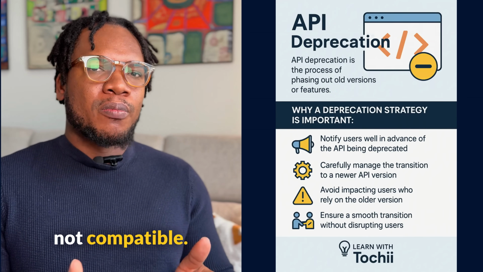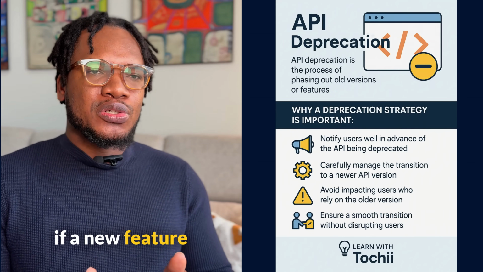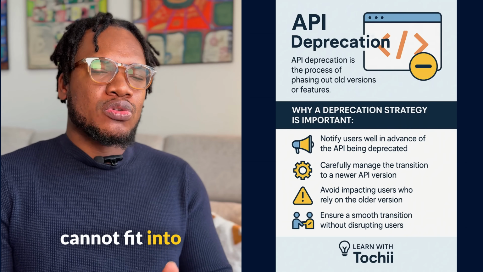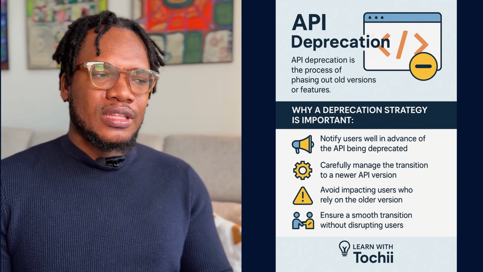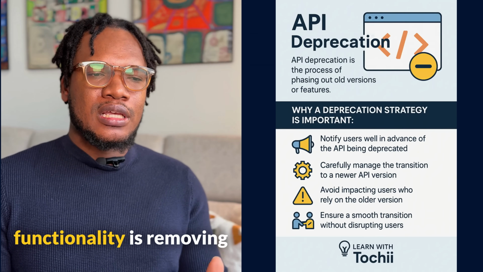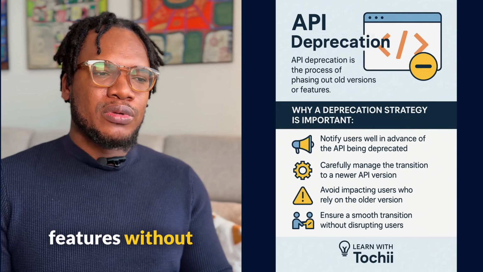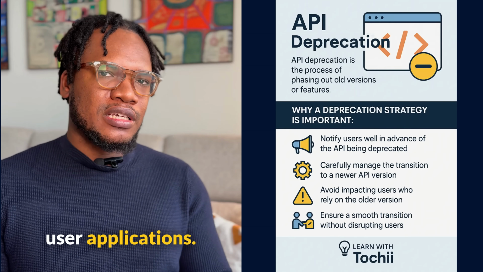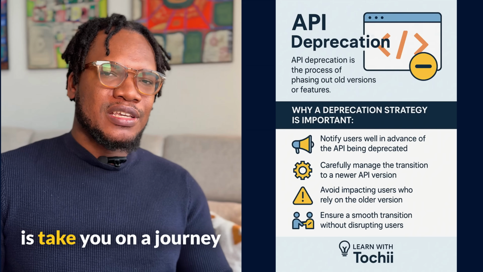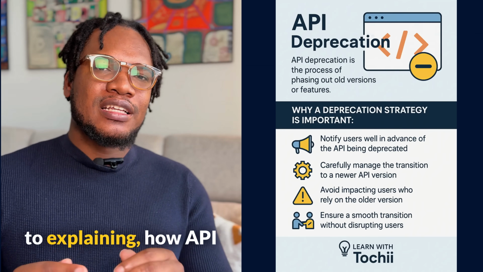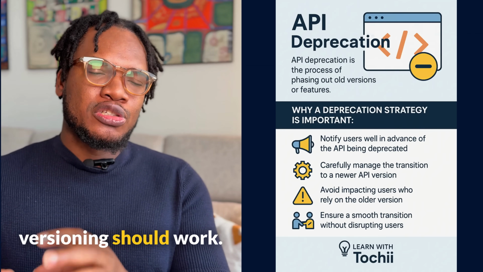Two things are not compatible in a new feature that cannot fit into that old structure. Deprecating old functionality is removing or replacing outdated features without immediately breaking user applications. What I'm going to do now is take you on a journey to explaining how API versioning should work.